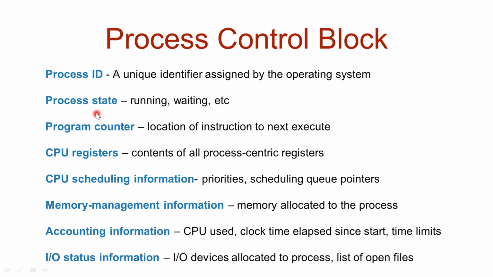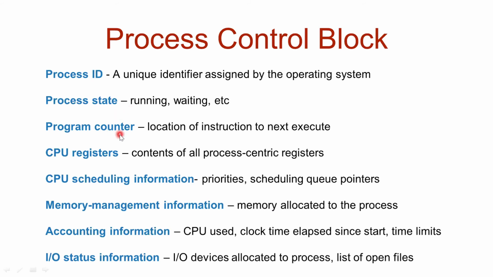Process state. We are aware of the different states of a process: new, ready, running, terminated, waiting. So this attribute will store the current state of a process.